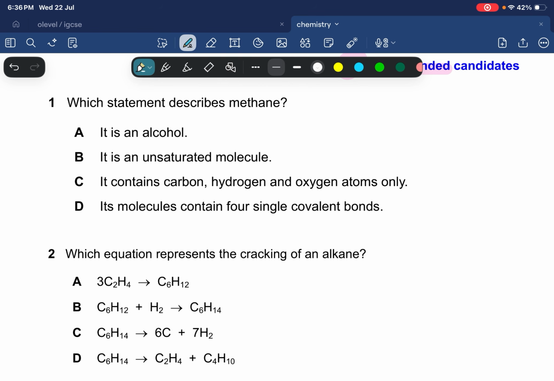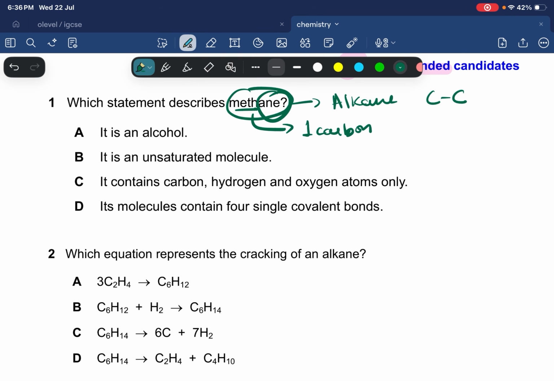Okay, which statement describes methane? So we're talking about methane over here. Meth means you have one carbon atom, and ane means you have an alkane. Alkane means that there are only going to be carbon single bonds, no double bond. And one carbon means you have one carbon atom attached to 4 hydrogen atoms, something like this. Is it an alcohol? No, methane is going to be an alkane.